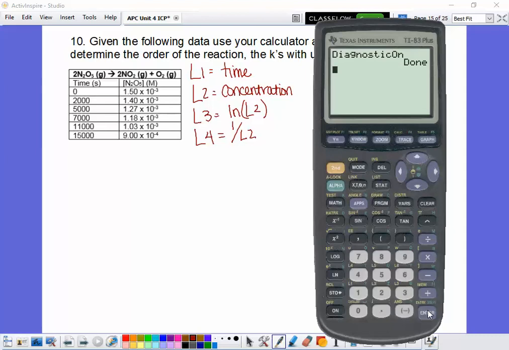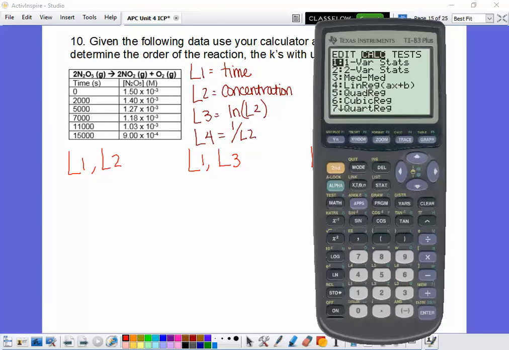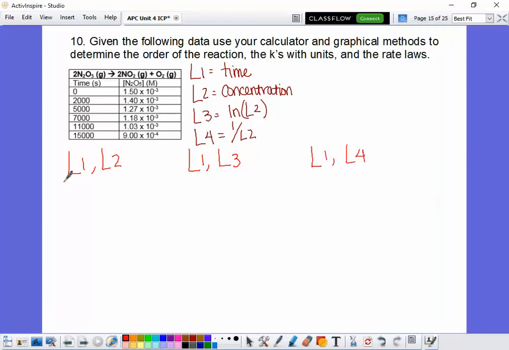Okay? So now, press stat again, and this time go over to calc. We're going to run a linear regression. I'll bring the calculator back, don't worry. We're going to run it for L1 versus L2, for L1 versus L3, and for L1 versus L4. For each of those, we're going to write down some information: the A and the R squared.